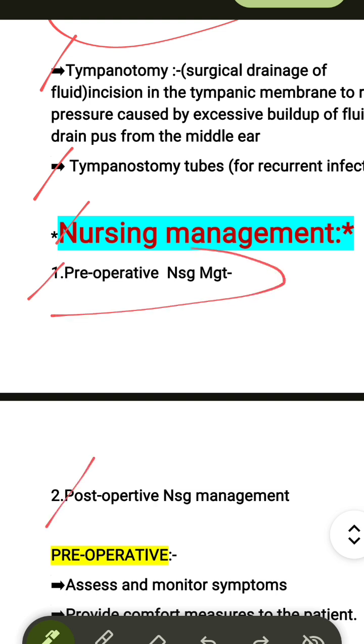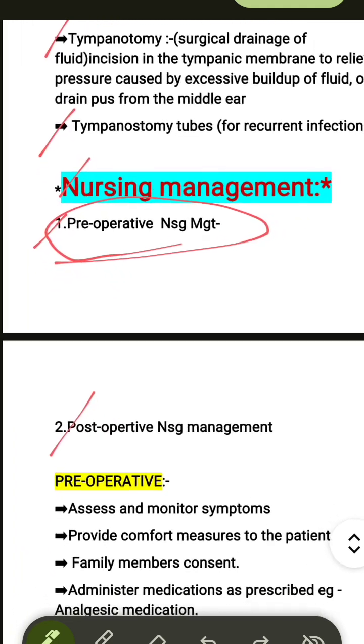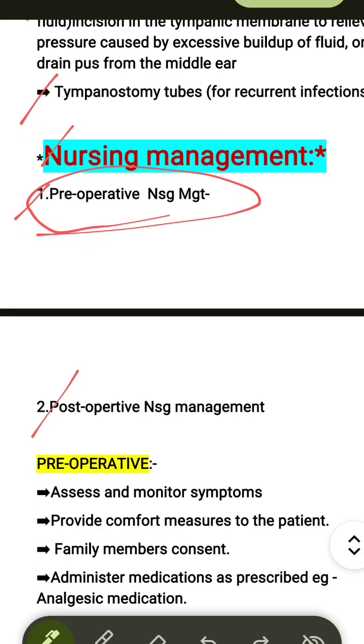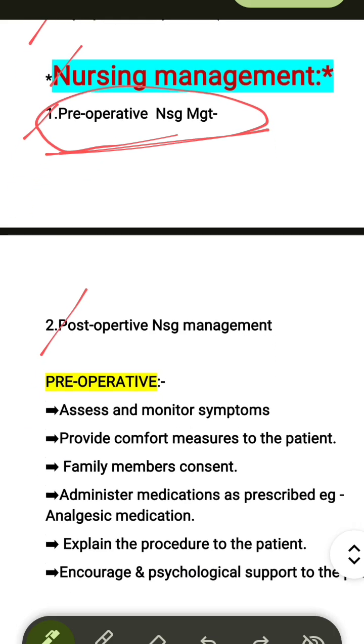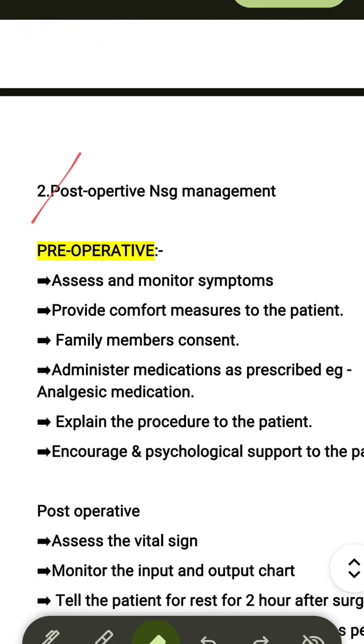Pre-operative means before the surgery, what managements we have to do, what we have to plan before the surgery. That is pre-operative nursing management. And next is post-operative. Post means after the surgery, what steps we have to take or follow.